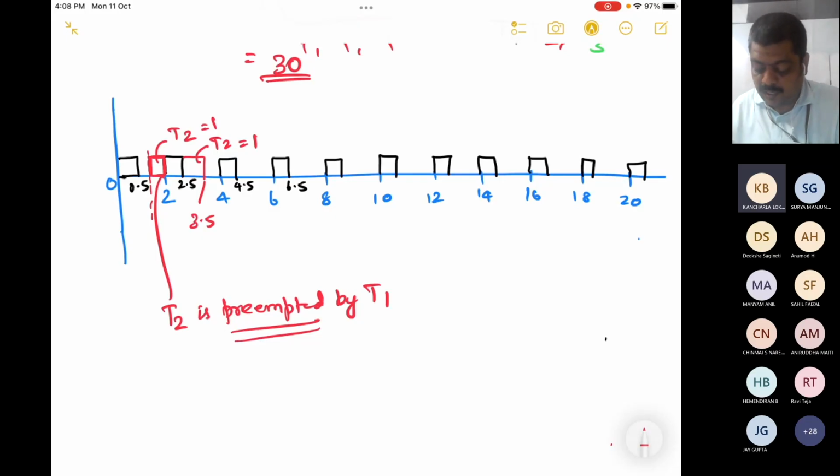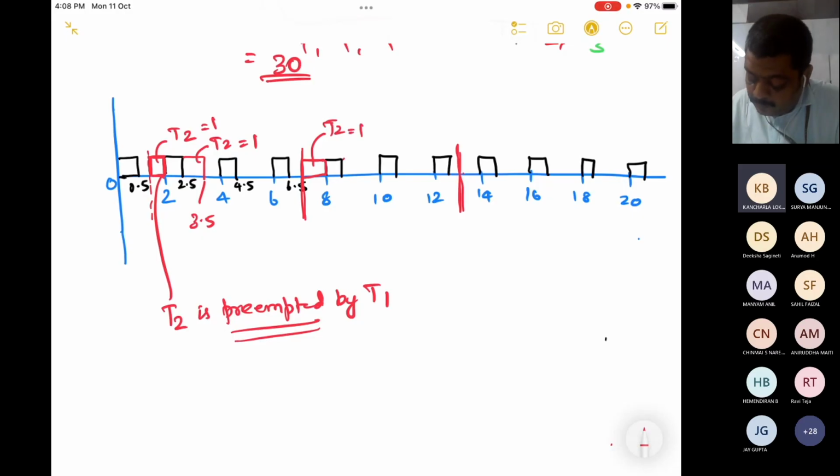Okay. Now this is done. Now at 1 it has come. What is the period here? 6. So 1 plus 6 will be 7. It will be releasing again at 7. 7 plus 6, 13. It will be releasing again at 13. Okay, now in that case, this will run for one time unit. So T2 equals 1.